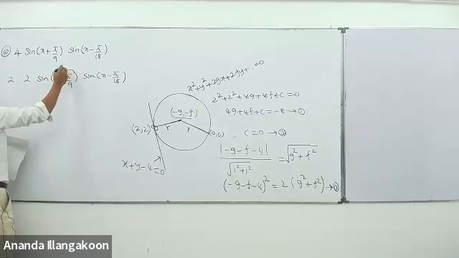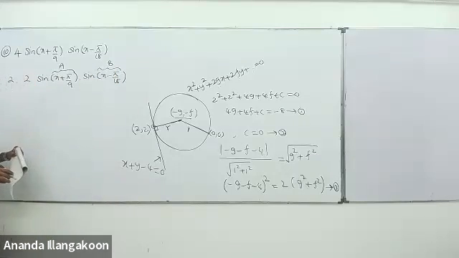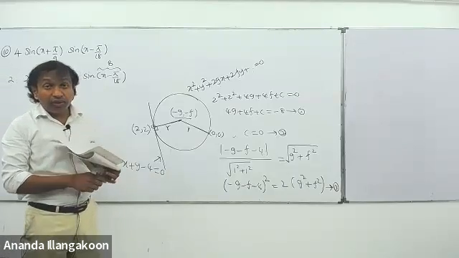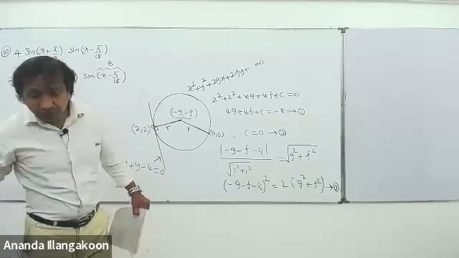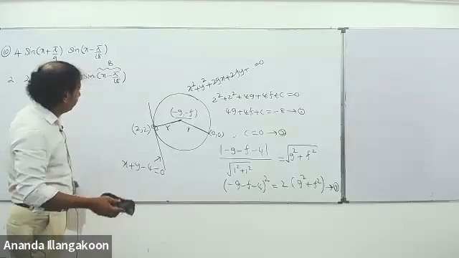I take this as angle A and this as angle B. Then what do we have here on the left-hand side? 2 sin A sin B. Can you remember the product formula? 2 sin A sin B is cos(A − B) minus cos(A + B).